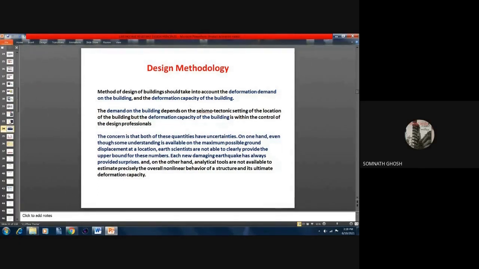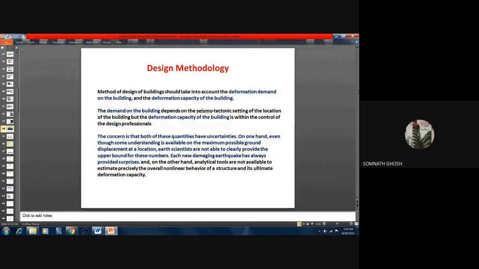Now design requirement. The method of design of a building should take into account the deformation demand of the building and the deformation capacity of the building. Capacity and demand. The demand on the building depends on the seismotectonic setting of the location of the building, but the deformation capacity of the building is within the control of design professionals. First one is not controlled by you. Second one, you can control.